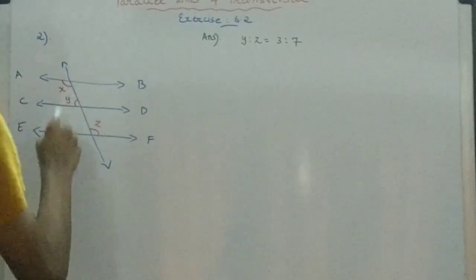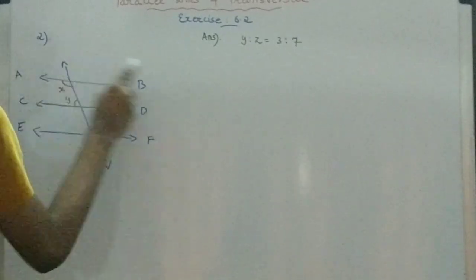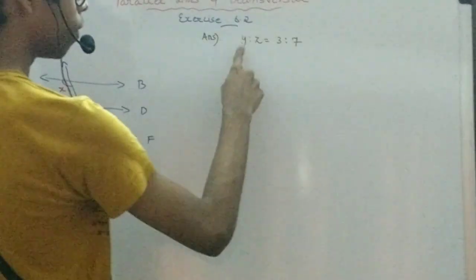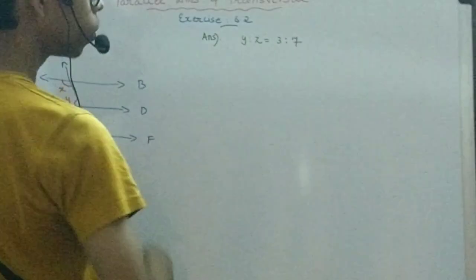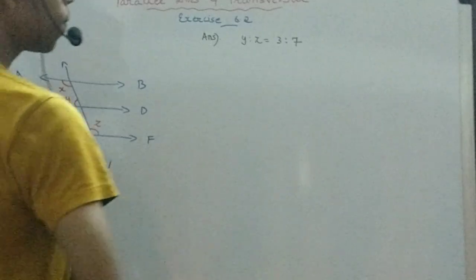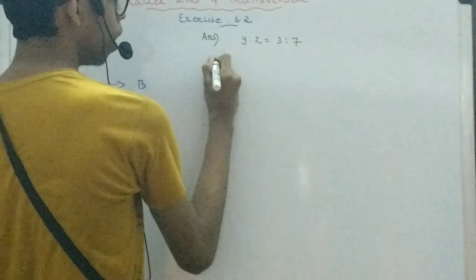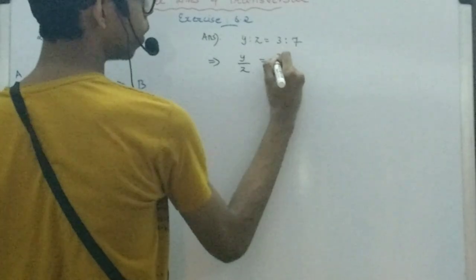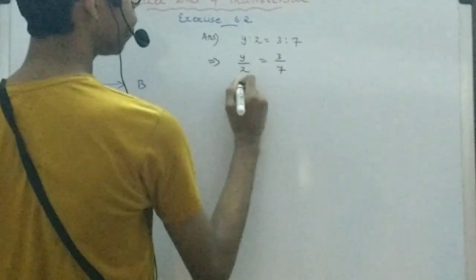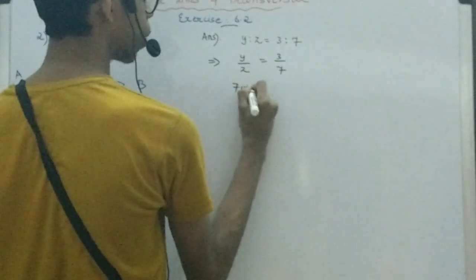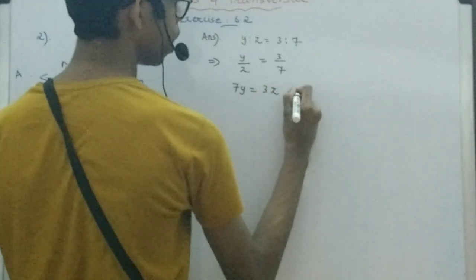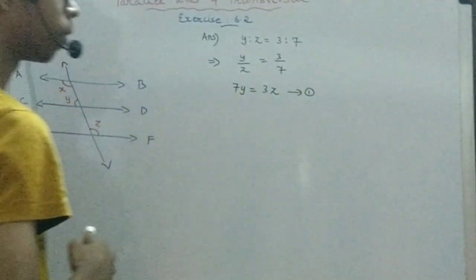So these are parallel to each other. We can also say that AB is parallel to EF also. Okay, and it is given that y is to z is equal to 3 is to 7. So first of all, let's write this y is to z. I am writing it as y by z is equal to 3 by 7. Now let me cross multiply it. So I will be getting 7y is equal to 3z. This I can take as equation 1.